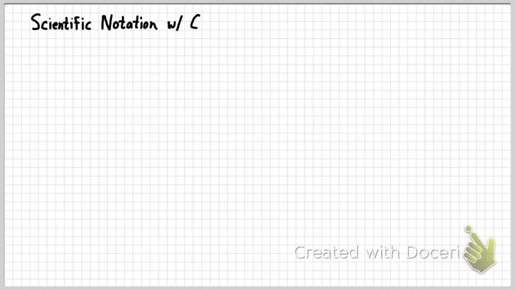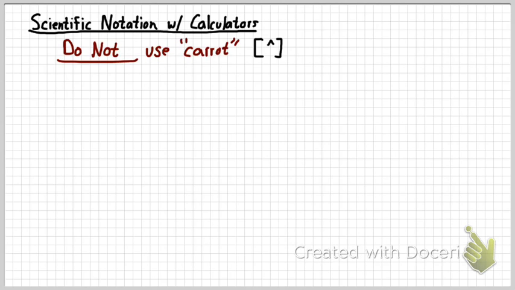A quick note about scientific notation. Throughout the year, we're going to see numbers in scientific notation. Do not use the caret key on your calculator, the one that looks like the little roof of a house or whatever. This is incorrect. If a previous teacher told you to do that with the caret key, then they were wrong. You should not ever use the caret key when using scientific notation.